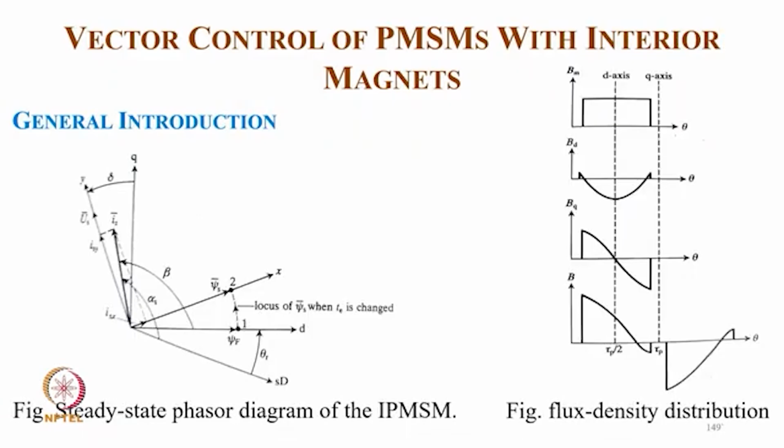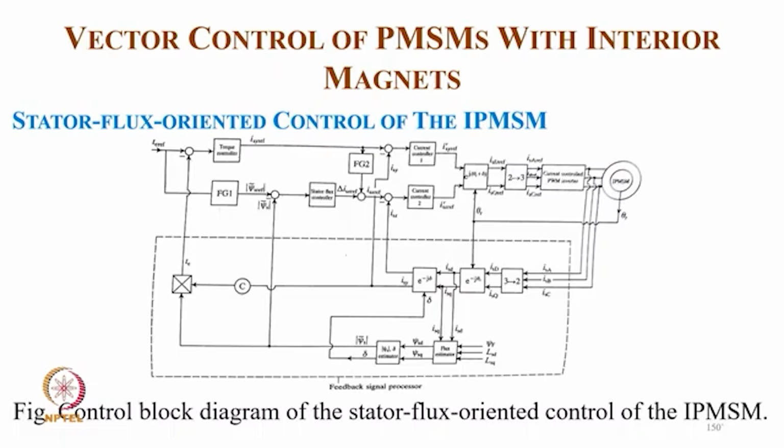And this is typically the steady state phasor diagram of the interior permanent magnet synchronous motor, where you typically have the saliency and field flux density distribution. So now coming to typically the stator flux oriented control of this. Here again we have the position feedback, and we sense the three-phase current, which we convert to Id Iq in the stationary reference frame.